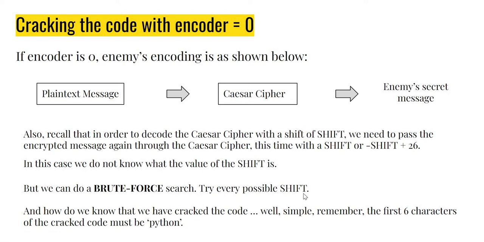Now, why is this even sensible? Because remember, Caesar cipher is also its own decoder. If the enemy has used a shift of 10, then I have to use a shift of 16 to get back my message. However, I do not know what the enemy has used, so I'm going to try every shift out there until I get the first 6 letters of the message to come out as Python. And I can be sure this is correct because I know that the first 6 letters of the cracked code have to be Python, and that will tell me that I have hit the right shift for the Caesar cipher. So this is the philosophy with which we are going to build the code.